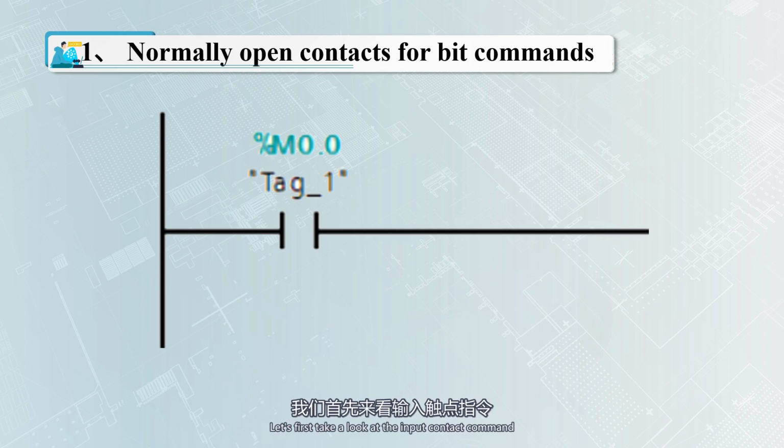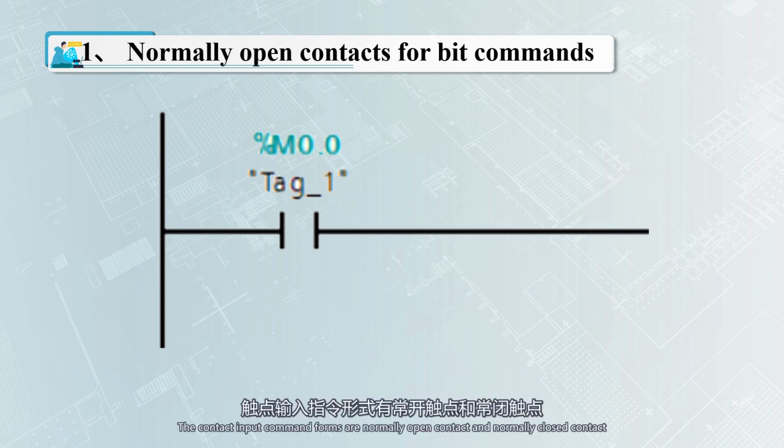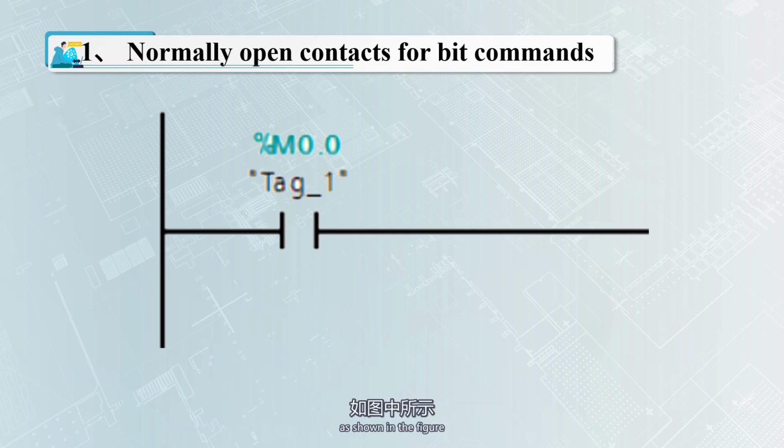Let's first take a look at the input contact command. Let's observe the first normally open contact in the figure. The contact input command forms are normally open contact and normally closed contact as shown in the figure. When the normally open contact runs in the program and the variable is 1, the state of this contact is conduction, which means there is a signal output. When the variable is 0, the state of this contact is open, which means there is no signal output.